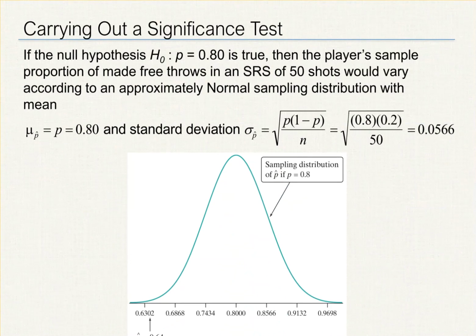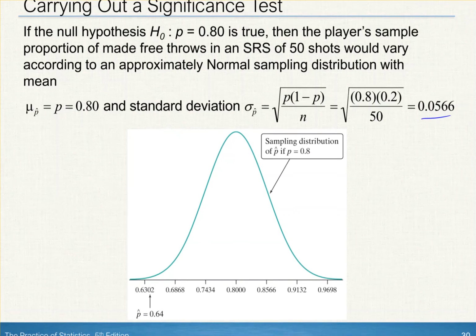Now let's carry it out. If the null hypothesis is true, then the player's sample proportion of made free throws in a simple random sample of 50 shots would vary according to an approximately normal curve, with mean equal to 0.8. Again, this is what we talked about in chapter 8: mu of p hat is equal to the actual parameter p, which is 0.8. And the standard deviation is the square root of p times 1 minus p over n, which we calculate to be 0.0566. So we end up with something that looks like this, and p hat all the way down here. Already, just visually, it looks kind of unlikely.